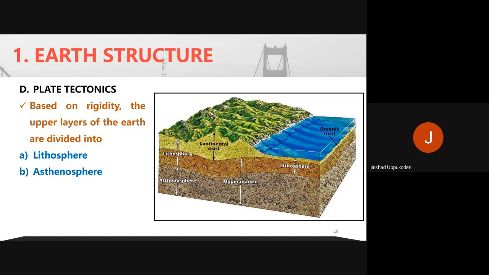The lithosphere here is a few part of the crust as well as a few part of the upper mantle. And the asthenosphere is the part of the upper mantle below the lithosphere. So to show this corresponding distinction, I have given you this figure here. I'm not going into much detailed aspect of this part.